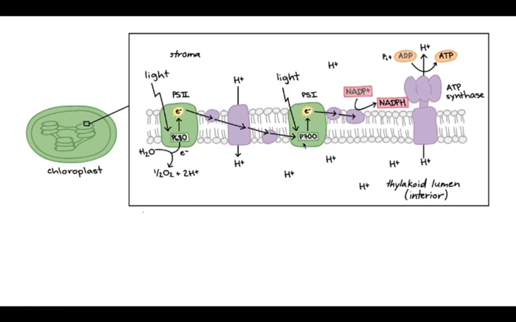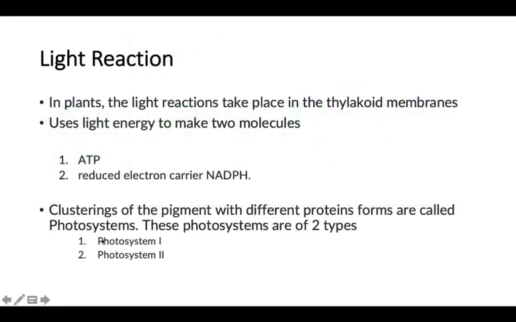Now these photosystems are basically clusters of chlorophyll A in large numbers. There are chlorophylls A, B, C and D, and then there is a bacterial chlorophyll present in photosynthetic organisms. But in plants, the majority of the chlorophyll is chlorophyll A. So the clustering of the pigment chlorophyll A with different proteins forms photosystems.